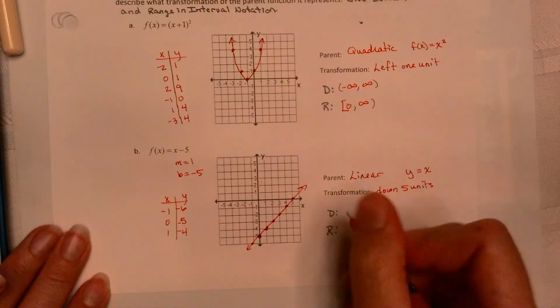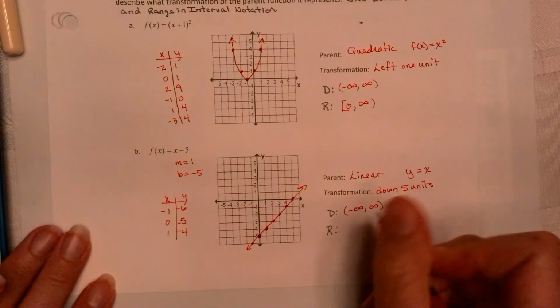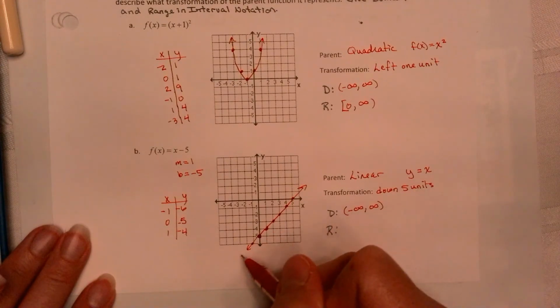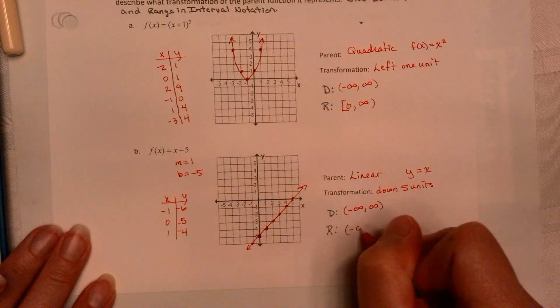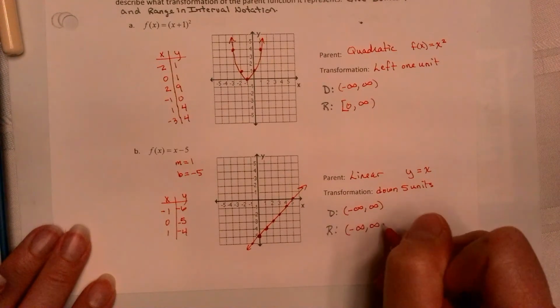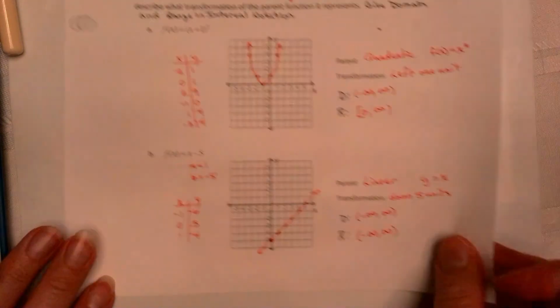All right, the domain is -infinity to infinity. As it goes down here, it's going to the left. As it's going up, it's going to the right. And it's also going down and up forever. So that is also -infinity to +infinity.